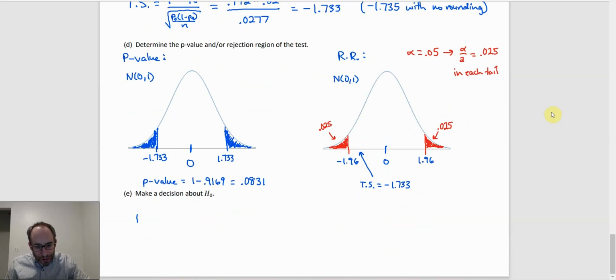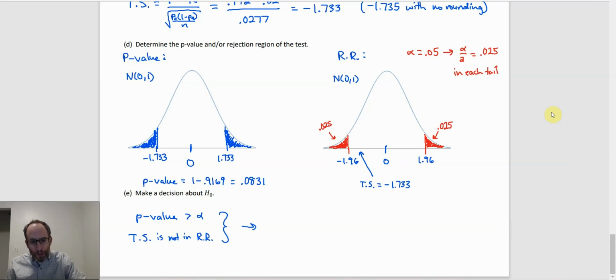So either way, right? Either we could say, well, the p-value is bigger than alpha, which it is here, since alpha is 0.05 and 0.0831 is bigger, or the test statistic is not in the rejection region. Either way, these are the situations where the null is not rejected, right? If it's not in the rejection region, you don't reject it. But also if the p-value is bigger than alpha, you don't have a statistically significant result, so you don't reject it.